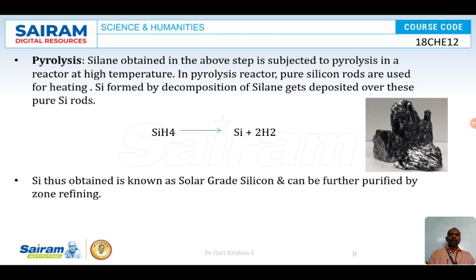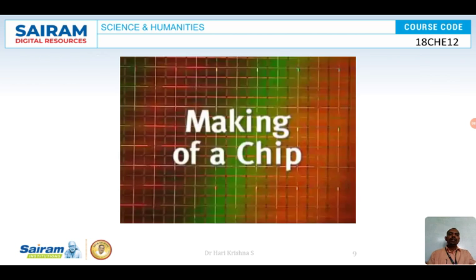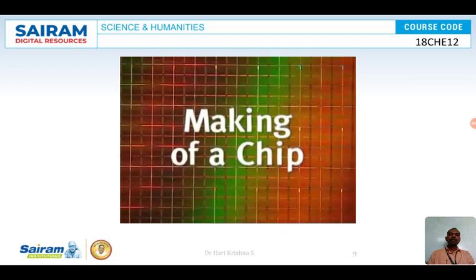We're going to take silane and heat it to a very high temperature where we get silicon and hydrogen. The hydrogen will escape into the atmosphere, while the silicon will be in the form of liquid. The silicon thus obtained is called solar grade silicon. See the image, you can see the solar grade silicon here. The silicon can be used to manufacture your photovoltaic cell. If you want to purify it further, it can be refined using the zone refining technique. There is a small animated video here to show how to make a chip. So let us see how to make a chip here.